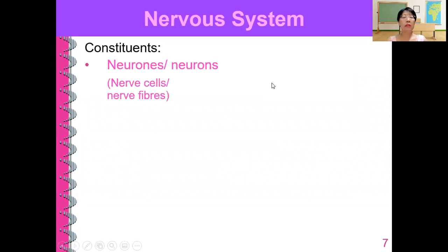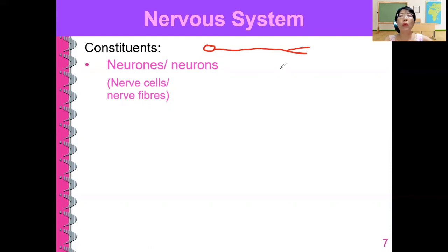So nervous system is made up of neurons. So neurons can be spelled as N-E-U-R-O-N-E-S or N-E-U-R-O-N-S. Without the E also can. Both are acceptable. So neuron stands for nerve cells or nerve fiber. Now the nerve cell is called nerve fiber because the cell is very long. Okay, it's very long because it's supposed to stretch from one place of your body to the other. For example, stretch from receptor, let's say the pain receptor on your finger, right?